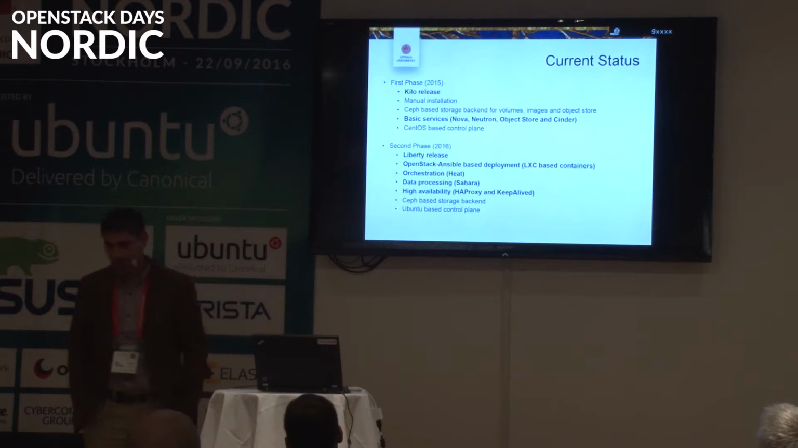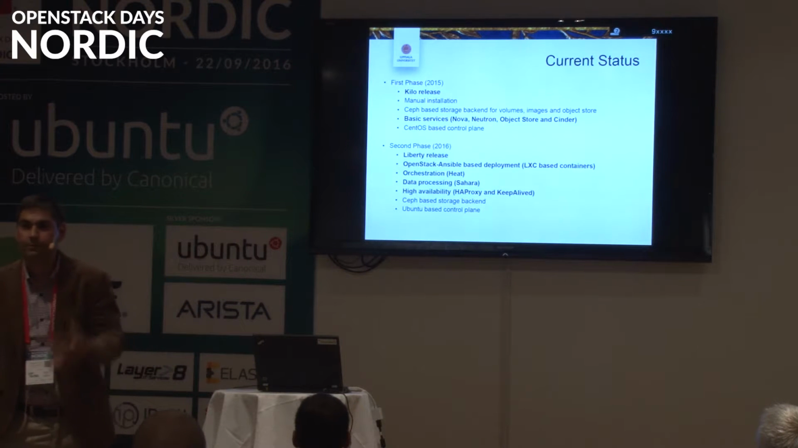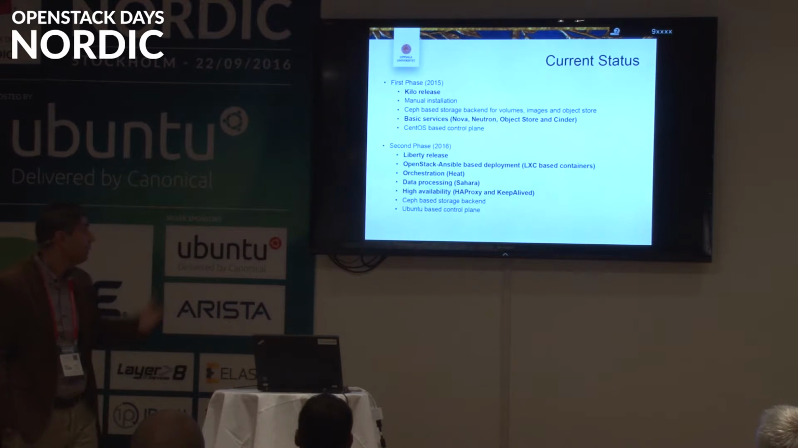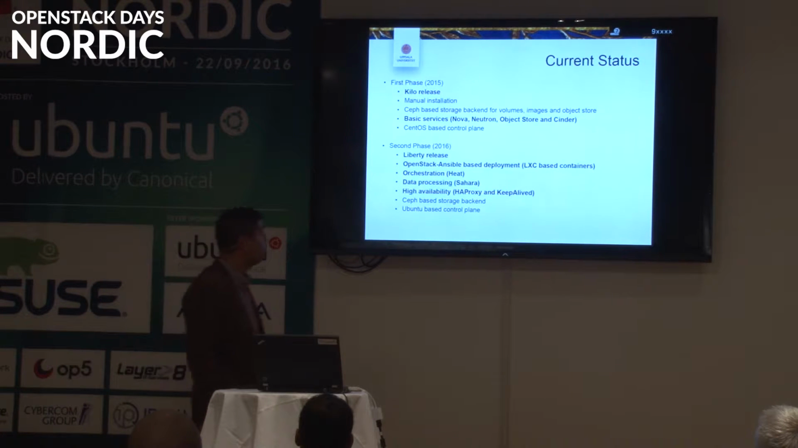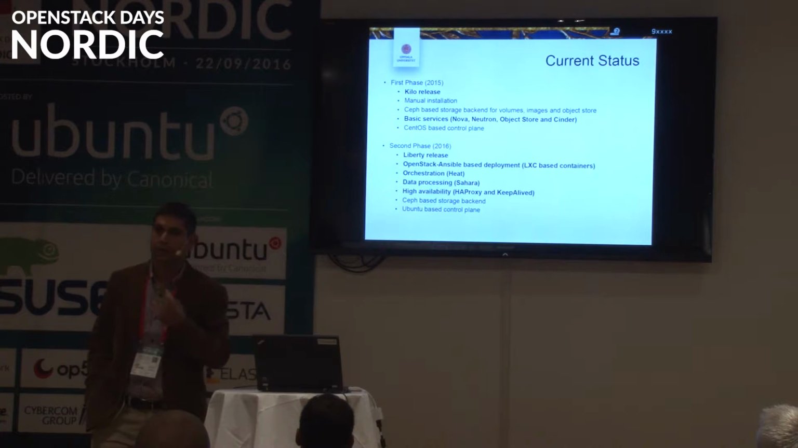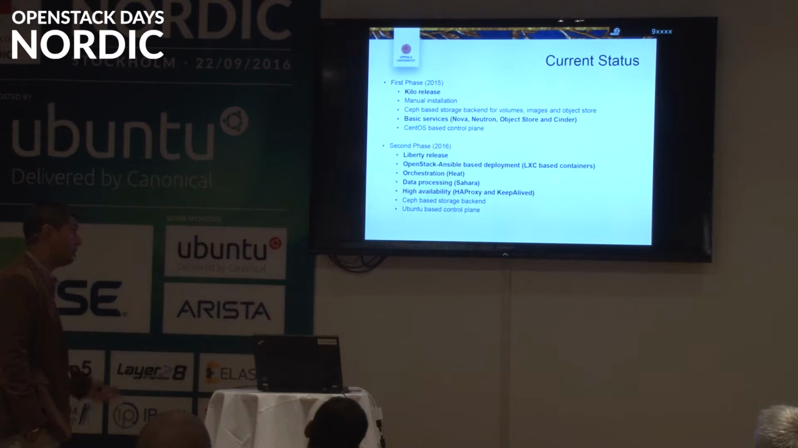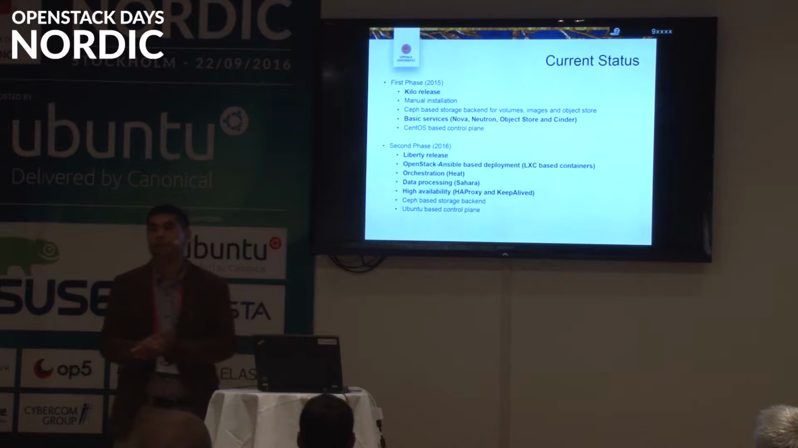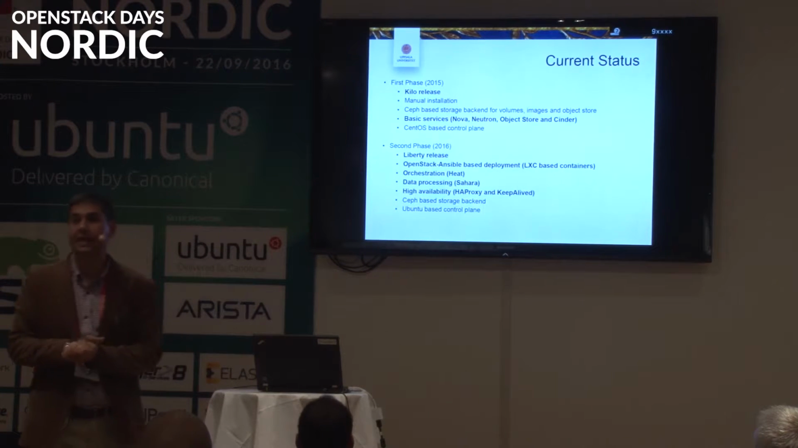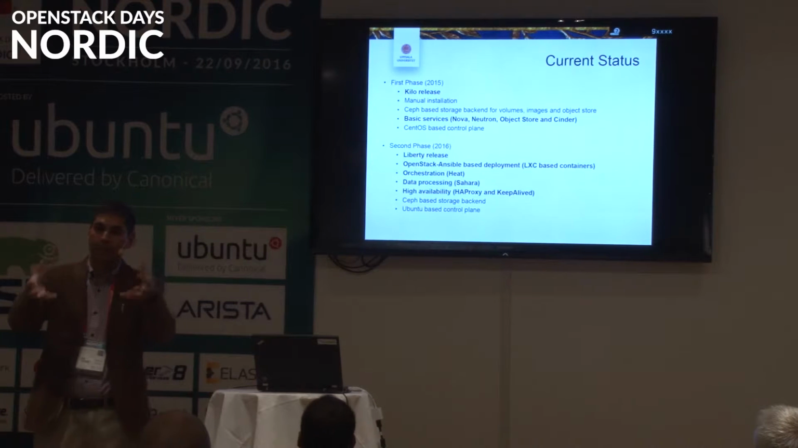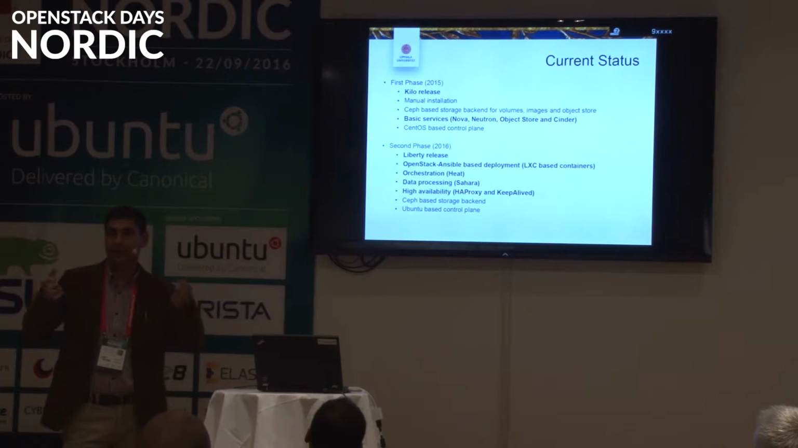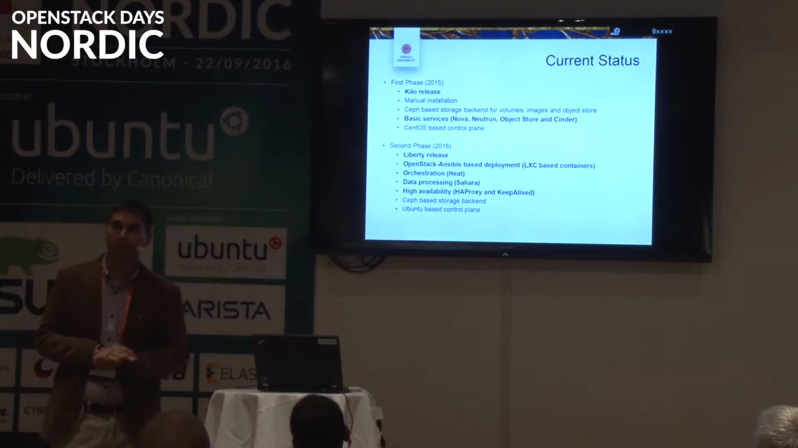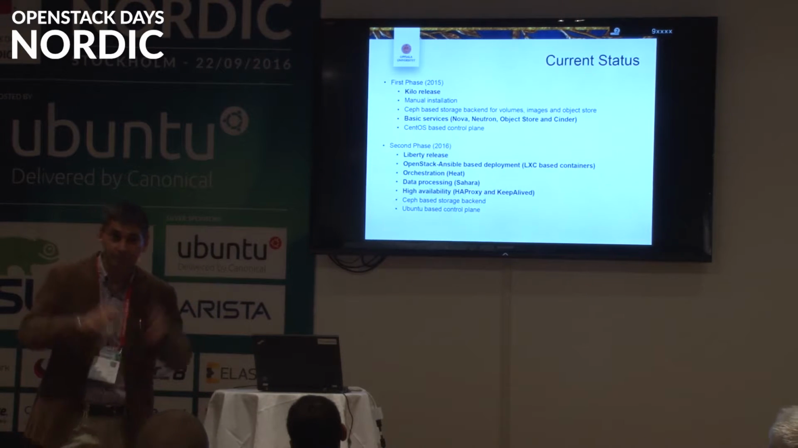What we have achieved so far since we started is that the first deployment that we had in 2015 was based on Kilo, and there were only some basic services available: Nova, Cinder, Object Store, and Neutron. And all the installation was manual. It was a very tedious job to maintain that kind of system when you don't have a proper system that can monitor things, or high availability. But we have managed to survive during that time.